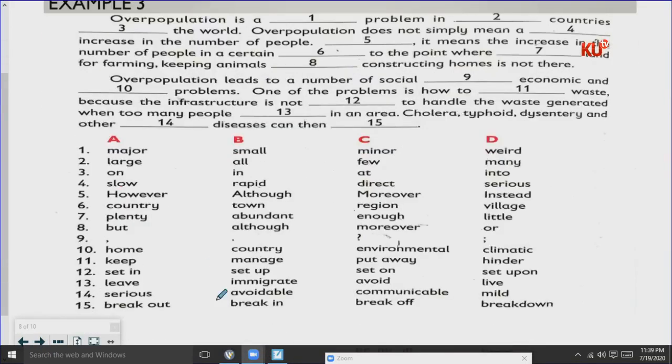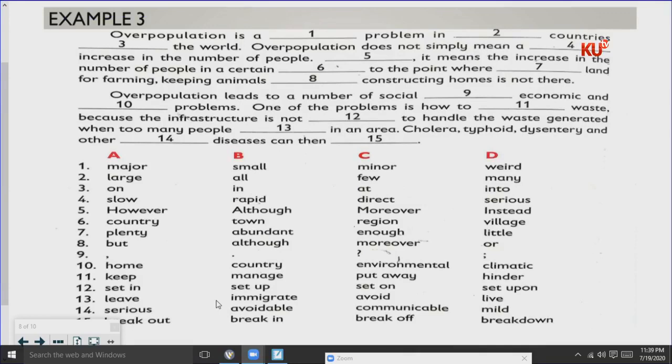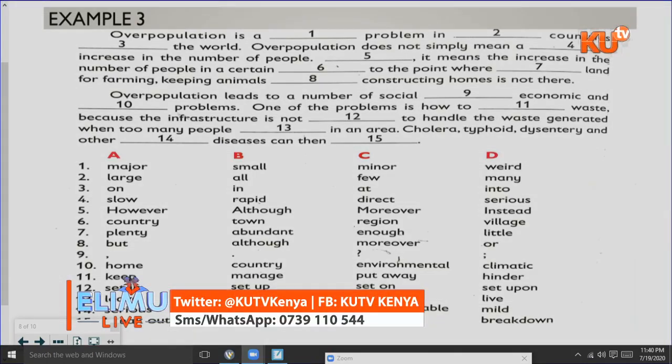Example 3, first. Overpopulation is a dash problem in dash countries, dash the world. Overpopulation does not simply mean a dash increase in the number of people, dash. It means the increase in the number of people in a certain dash to the point where land for farming, keeping animals, dash constructing homes is not there.